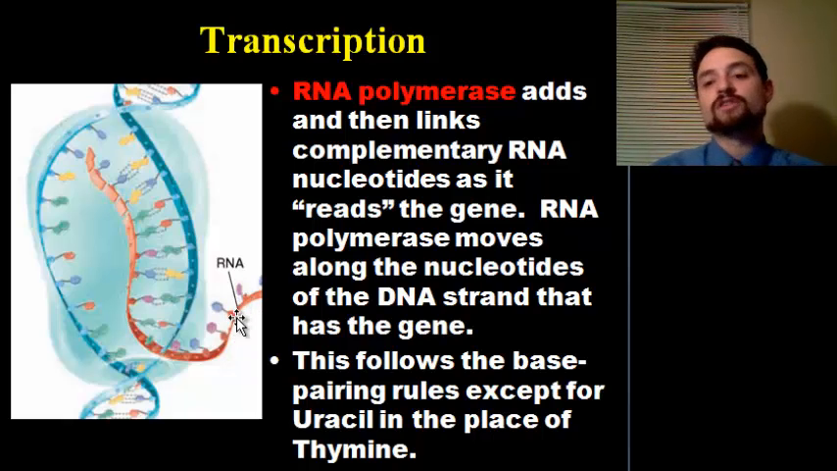This follows simple base pairing rules, except whenever there's an adenine on the DNA, it can't attach a thymine to it because there's no thymine in RNA. Instead, it will attach a uracil in that place. That will make the RNA molecule that will then leave the nucleus and go out into the cytoplasm where the protein will be made.